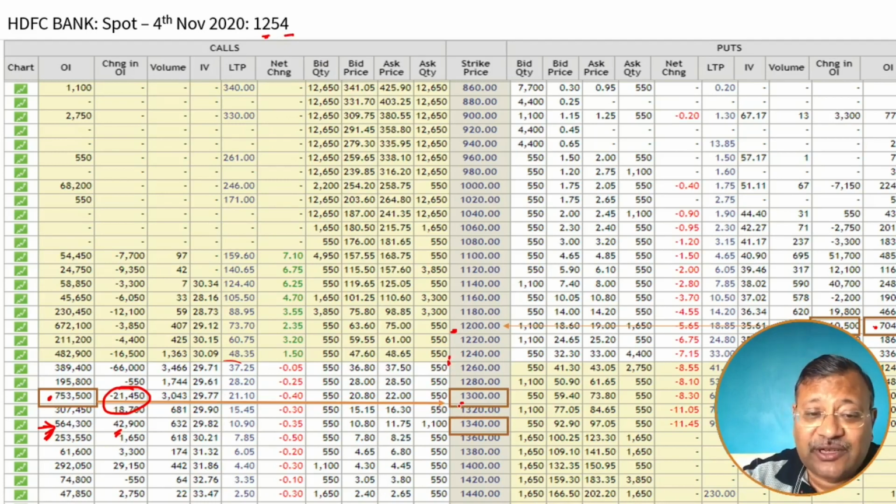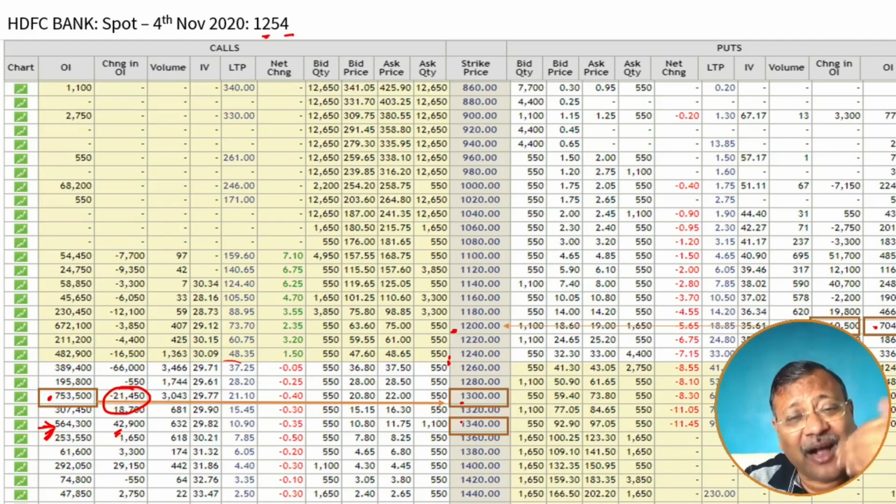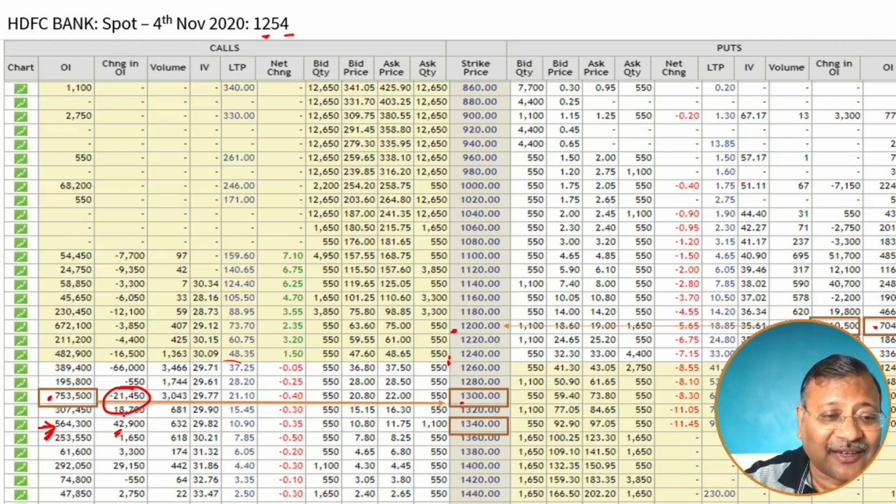And the original resistance level was at 1300, but this negative change in open interest now clearly indicates that this 1300 resistance may not hold, and the price will break above 1300. The next stop, or the next resistance level, would be 1340, because at 1340 you see that the change in open interest is positive with sufficiently high volume in open interest.